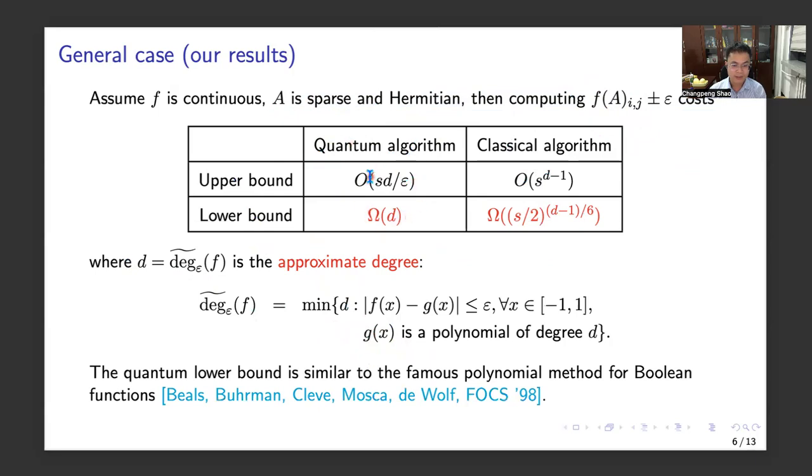So in the quantum case, the upper bound is obtained by quantum singular value transform. It is linear in D divided by some epsilon. And we proved a lower bound, it is linear, it is D, sorry. Classically, we have a very naive classical algorithm, and we proved a lower bound, it is always exponential in D. So this quantum lower bound is very similar to the famous polynomial method for Boolean functions. Okay, next I will explain how we obtained this table.